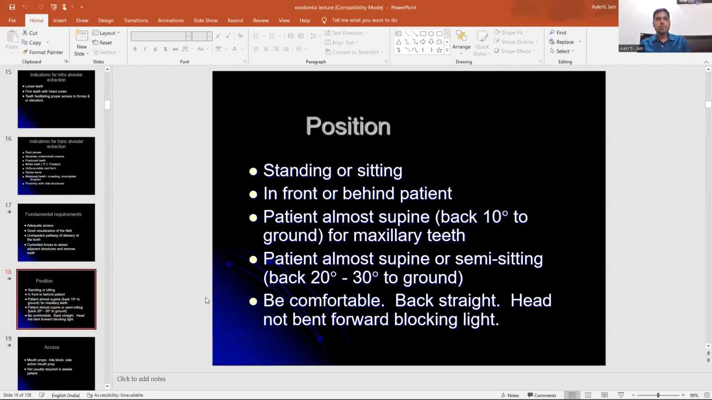Now let's understand the position. Standing or sitting in front of or behind the patient, depending on which quadrant you're working. Patient almost supine, back 10° to the ground for the maxillary teeth. Patient almost supine or semi-sitting, back 20 to 30° to the ground. Be comfortable, keep the back straight, head not to be bent forward, blocking the light.